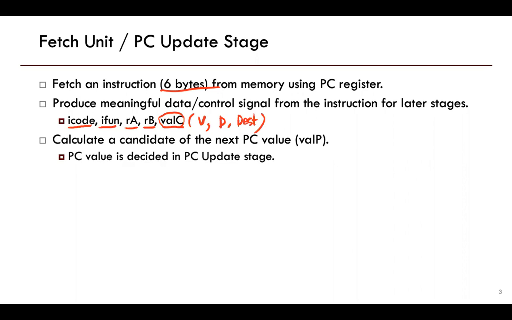And the last thing in the fetch unit is to calculate one of the candidates for the next PC value. Okay, so you remember we have two cases to update the PC value: PC plus the length of the current instruction, or we update it with the destination.